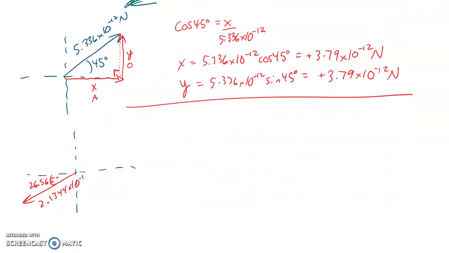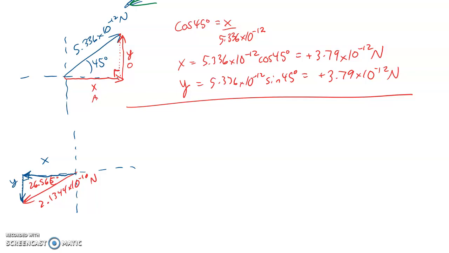2.1344 times 10 to the negative 10 newtons. All right, let me draw the x and y components. If I start here, I'm going to draw a perpendicular to the x-axis. You want that to be perpendicular. So that's going to define how long my x component is and how long my y component is.